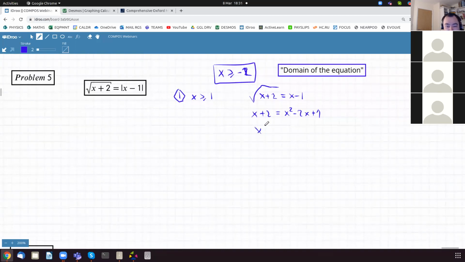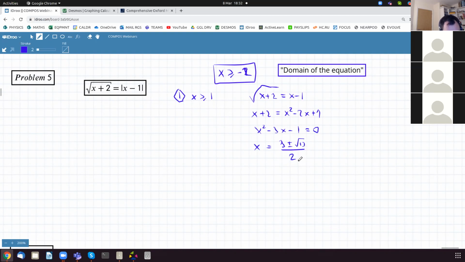So x squared minus 3x minus 1 is equal to 0. The solutions of that are x equals 3 plus or minus root 13 over 2. And okay, so that's the first case.